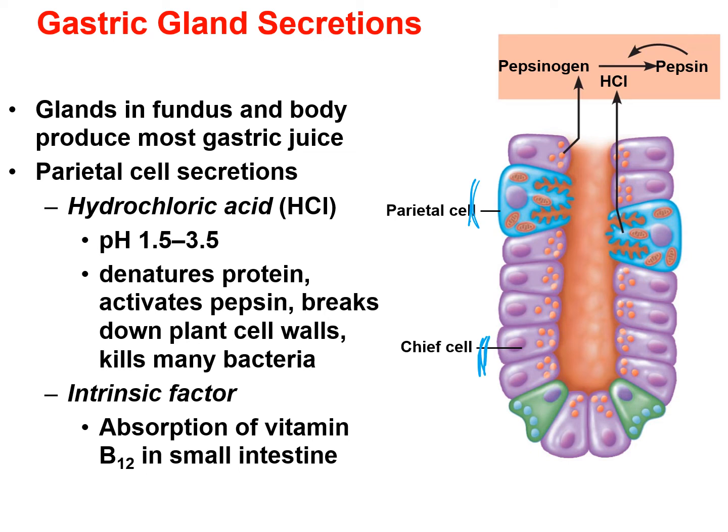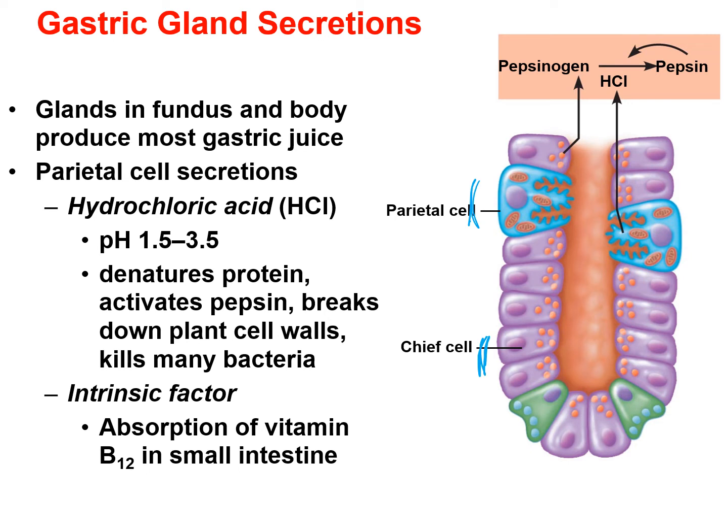There's a difference in how much gastric juice is going to be produced by the gastric glands depending on their placement in the stomach. Gastric glands in the fundus and the body of the stomach are going to produce the most gastric juices compared to the glands in your pylorus. But if we go back to look at the cells, if we look at your parietal cells, the blue cells, the parietal cells are going to be producing hydrochloric acid.